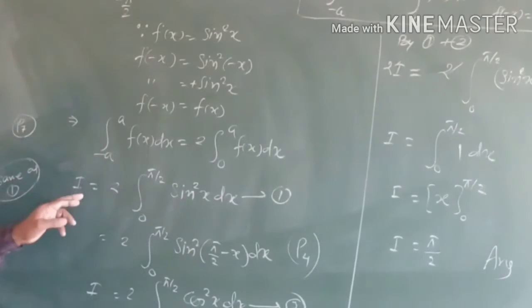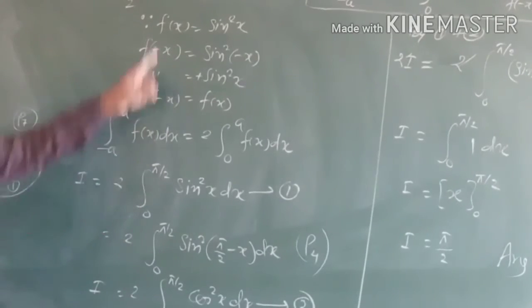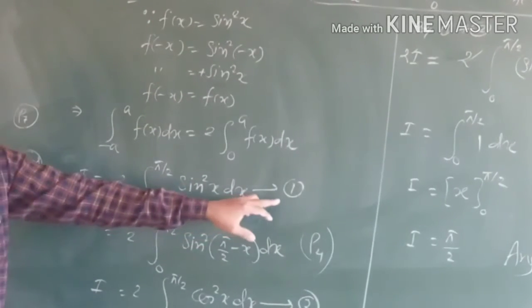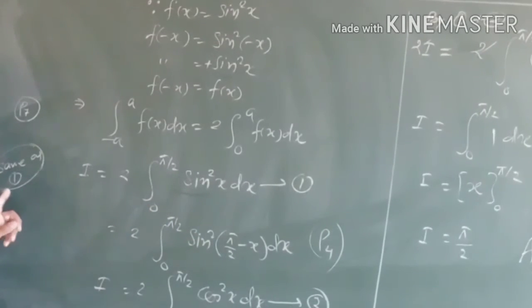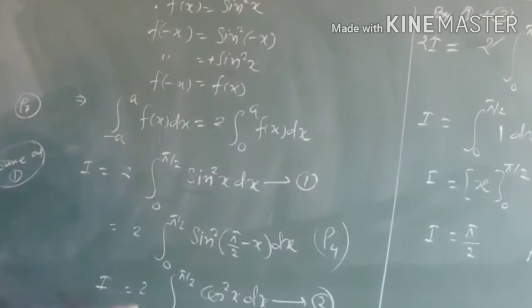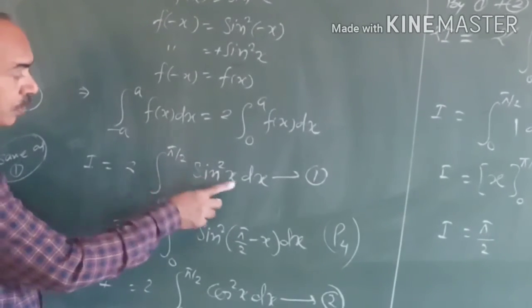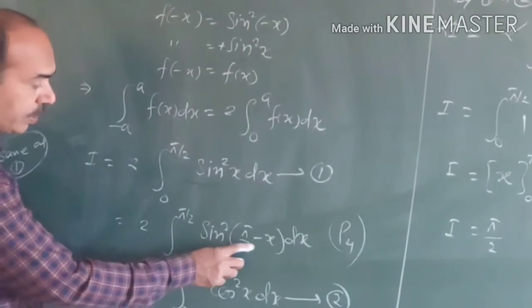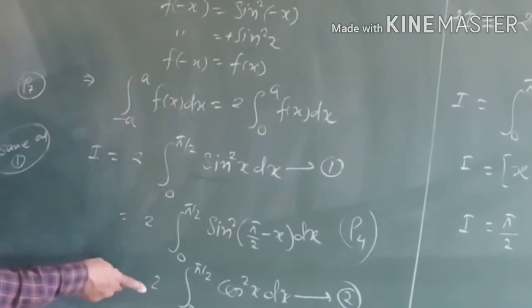Now integral I is 2 times the integral from 0 to pi by 2 of sin square x, and this is equation number 1. Now this question is the same as question number 1 of this exercise. So use property number 4. In place of x write pi by 2 minus x. So sin of 90 minus theta is cos theta, and give equation number 2.